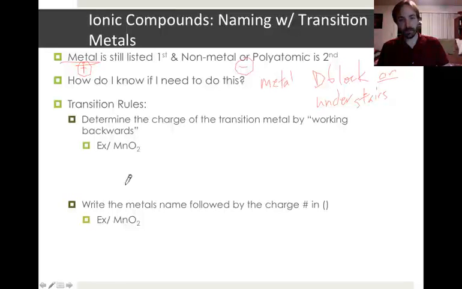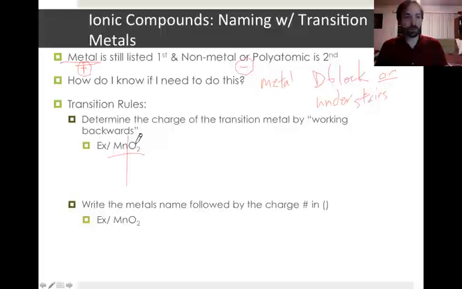Once you figure out that yes, you're dealing with a transition metal, then you have to figure out its charge. That's your first step, because the charge is going to be part of its name. So here I have manganese. Manganese is in the D block, so I know that it's a transition metal. So the first thing I do is I figure out what the charge of manganese is. To do that, we need to do the whole working backwards method. So I have my formula. I need to figure out the charge that I know, and then use that charge to figure out the other part of the ionic compound, that charge that I don't know.